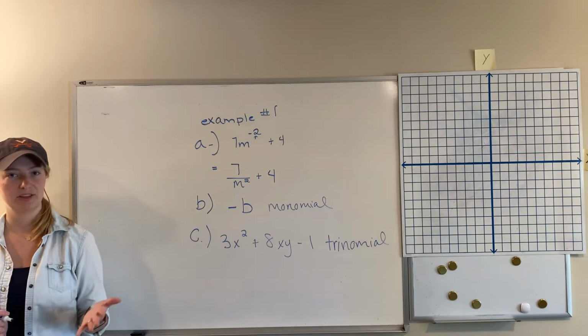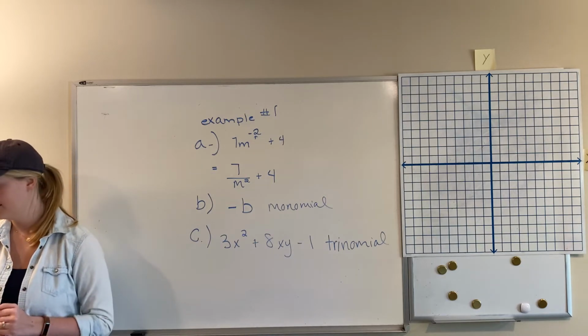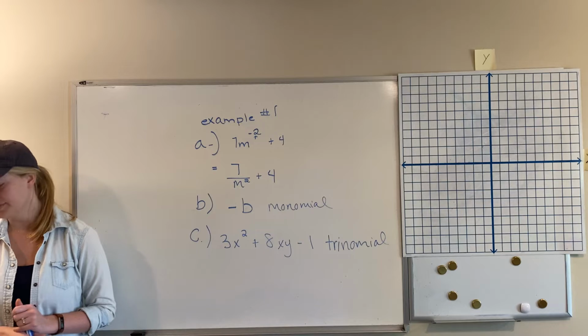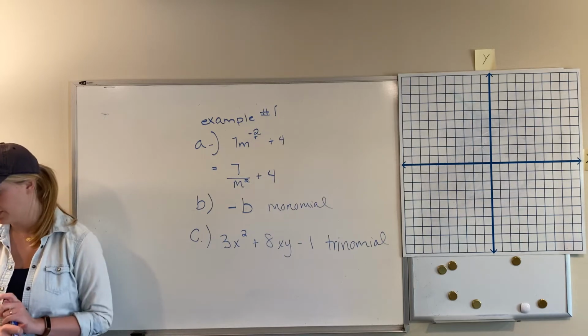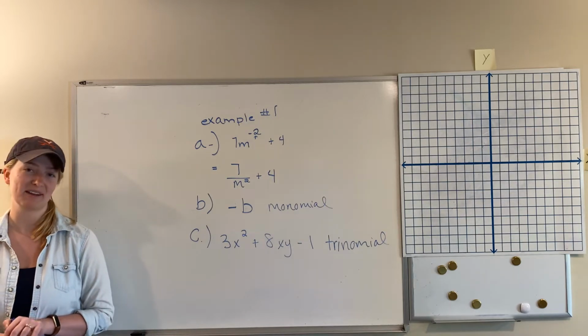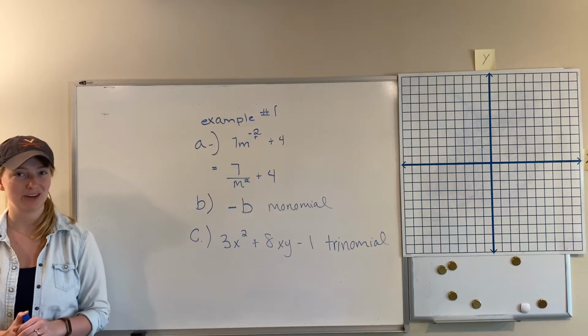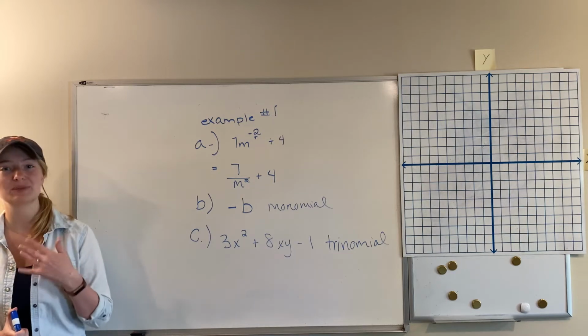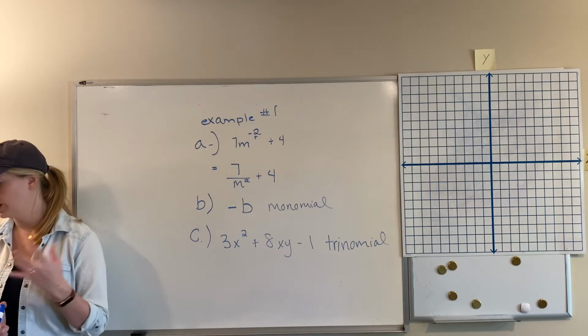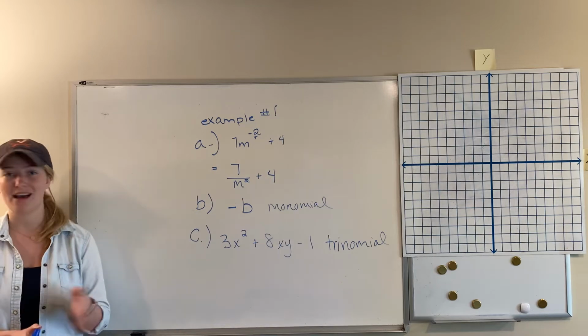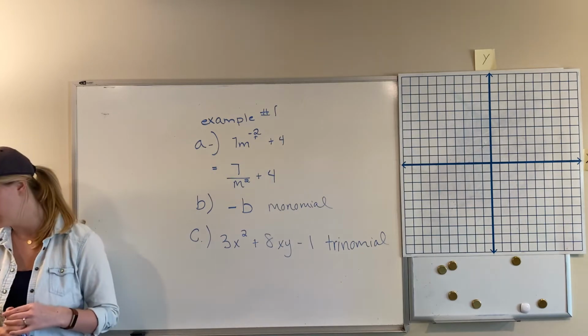Number 2, look at it. Think about what it is. Alright, we have m to the 3rd minus n to the negative 1st. That should be our first hint that this is not a polynomial because we cannot have negative exponents. So even though there are 3 terms, not a polynomial, it has a negative exponent.